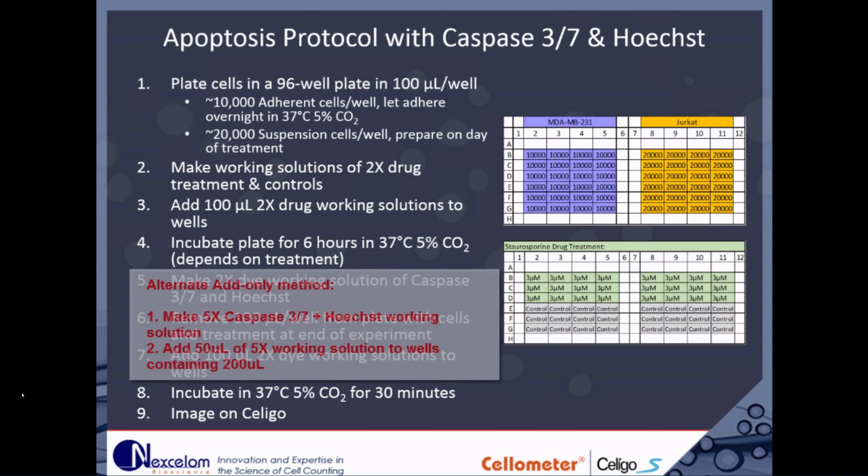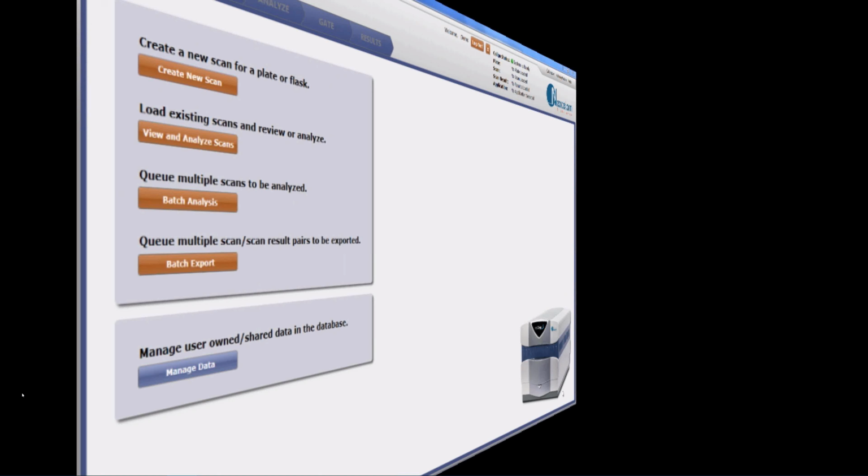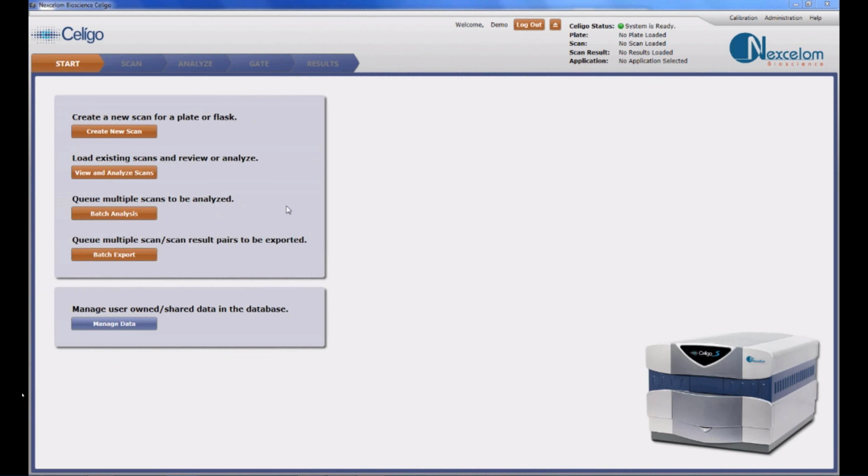Now, as an alternative, you can do an add-only assay. So instead of removing the media or the content and adding in 100 microliters, you can prepare a 5x concentration and add 50 microliters right on top of the 200 microliters. So let's image on the Celigo.